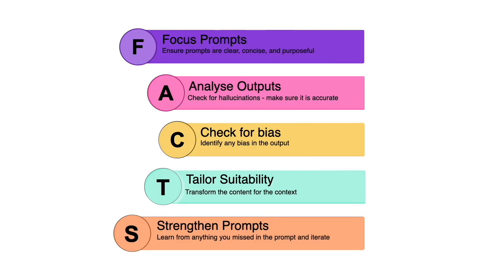S is for strengthen prompts. Using AI well is a skill that develops through reflection and iteration. When an output is not quite right, ask yourself why. What did your prompt miss? What context would have helped? What constraints should have been specified? Strengthening your prompts over time, learning from each interaction, is how you become a more effective and confident user of these tools. It also helps you to stay alert to the risks of cognitive outsourcing. When you're actively refining your prompts, you're thinking critically, not just accepting whatever the AI produces.